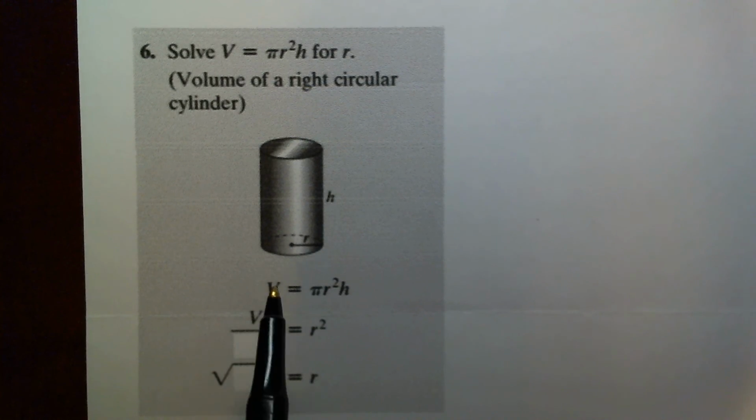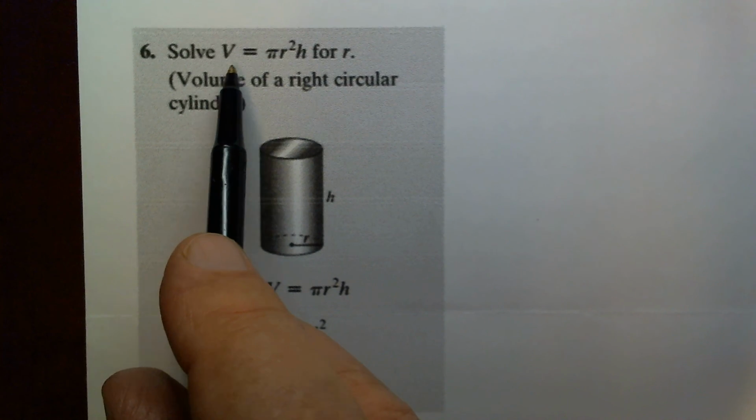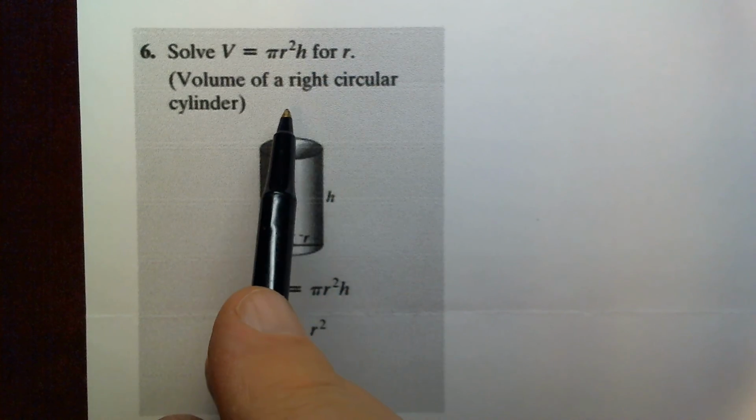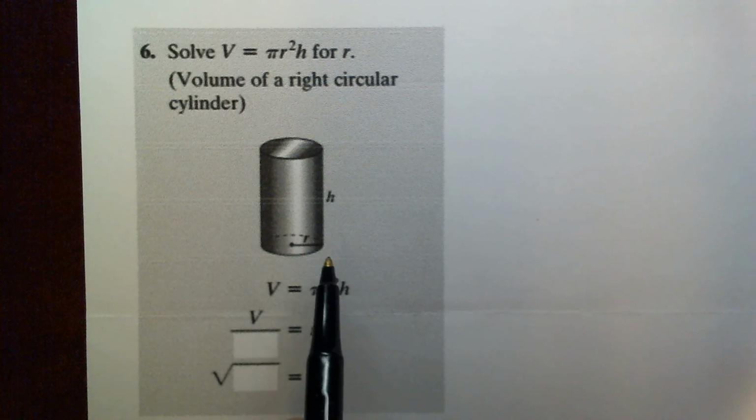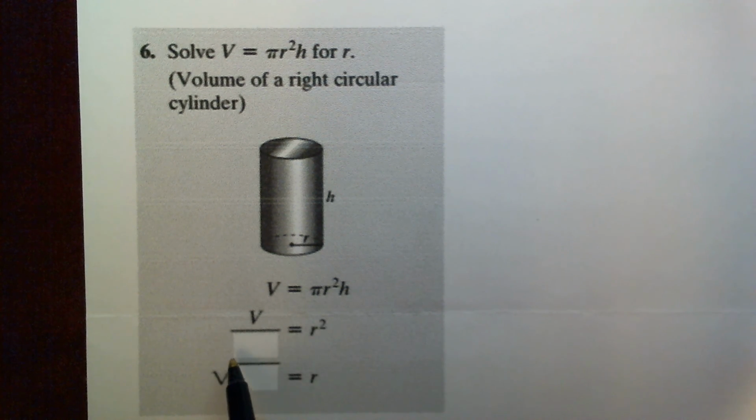The last exercise asked us to solve the equation v equals pi r squared h for r, where v is the volume of a right circular cylinder. To isolate r squared, we divide by pi h, or pi times h, and so then the radius is equal to the square root of v divided by pi h. So that's equal to the radius, the volume divided by pi divided by h.